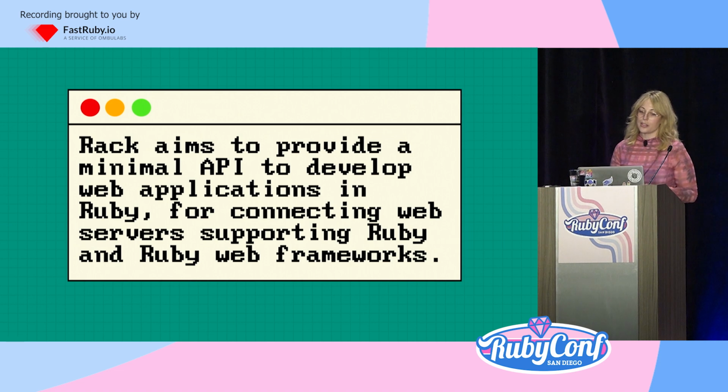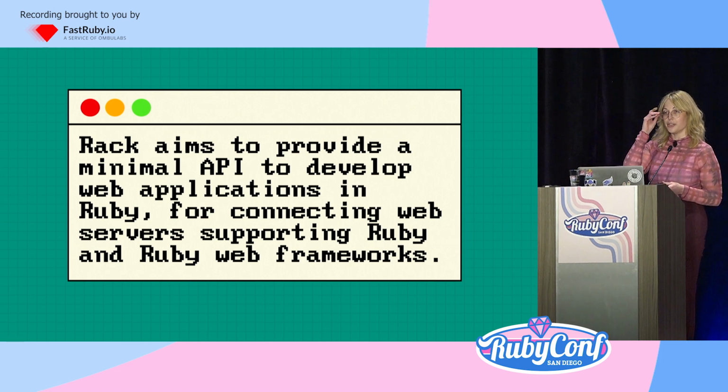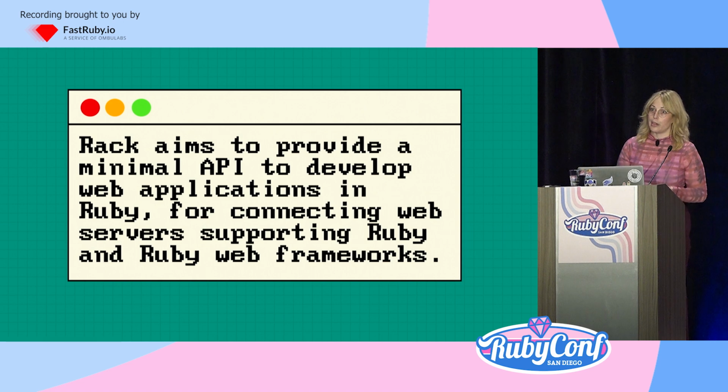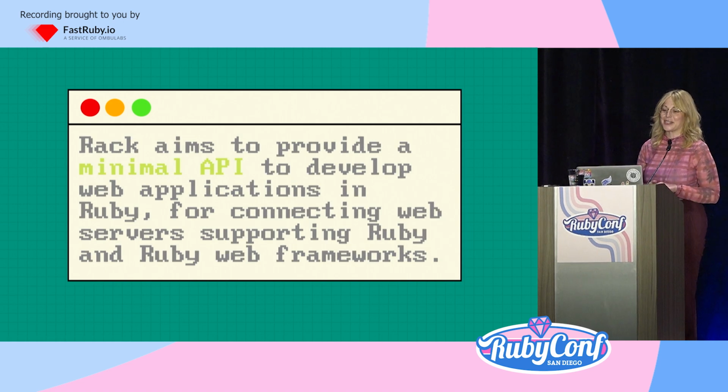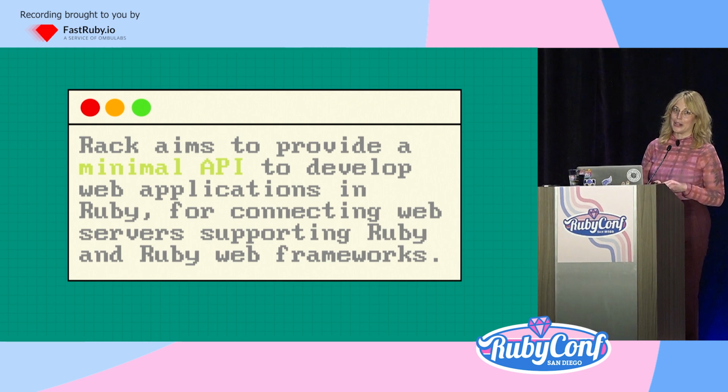This is a quote from Christian Neukirchen's blog post introducing Rack in 2007. Rack set out to provide a minimal API so that we can develop web applications in Ruby. It connects our web servers and Ruby web frameworks. Tongue twister. So we're going to zero in on that minimal API part to start.